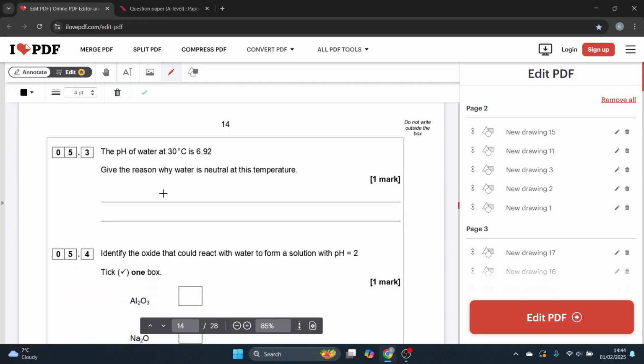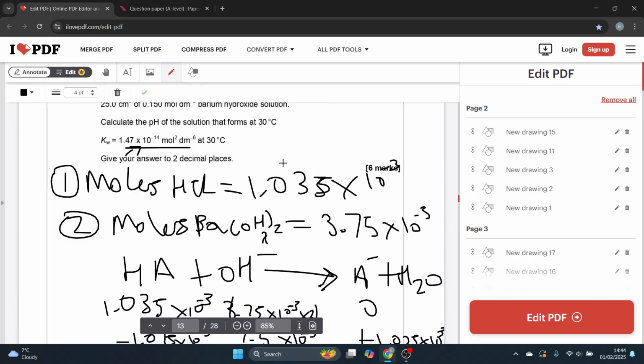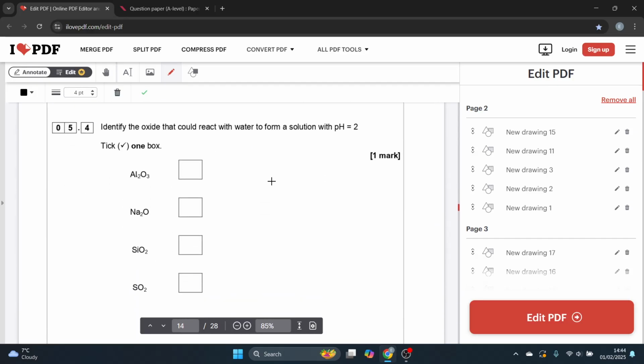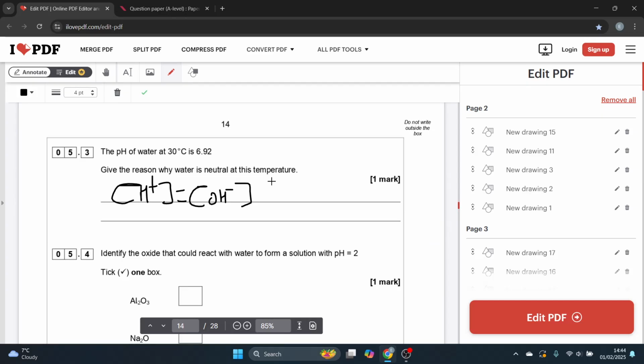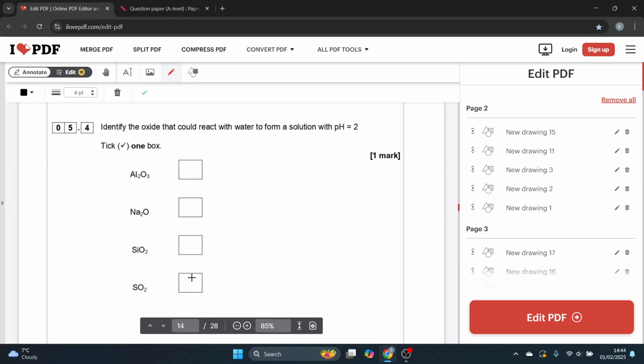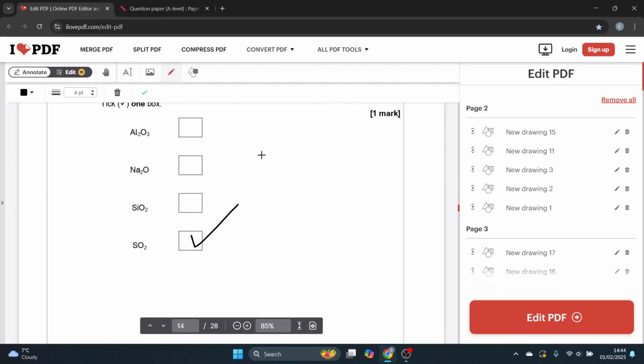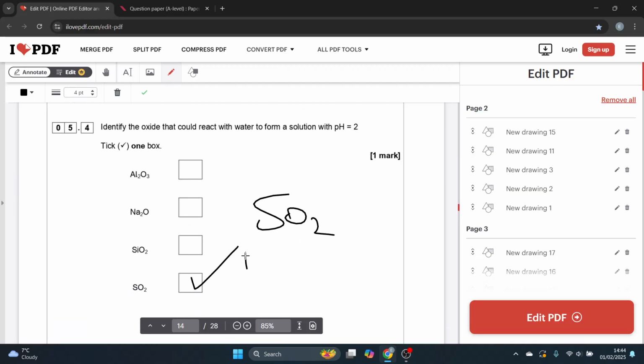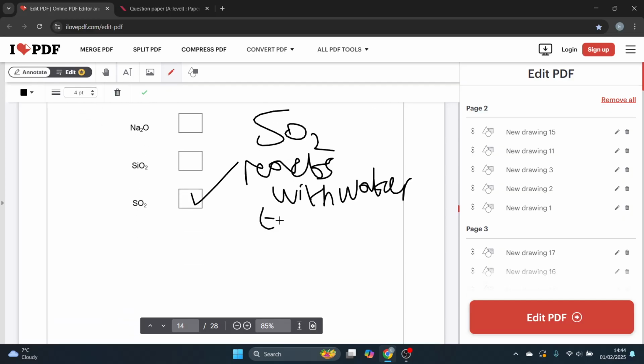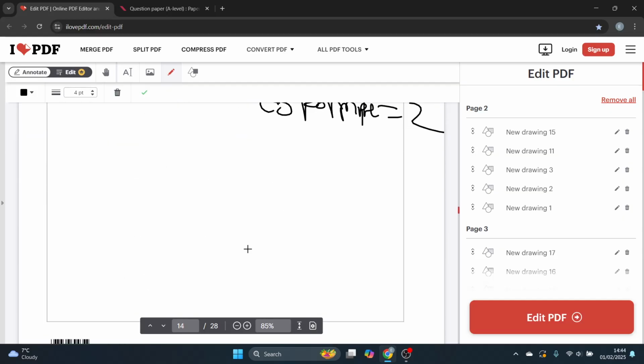But yeah. Question 5.3, give the reason why water is neutral. Concentration H plus equals concentration OH minus. Because I've seen trickier questions than this actually, with buffer solutions obviously. Identify the oxide that can react with water to form a solution with pH equals 2. It's going to be sulfur dioxide, SO2, reacts with water to form a solution pH equals 2, sulfur dioxide.